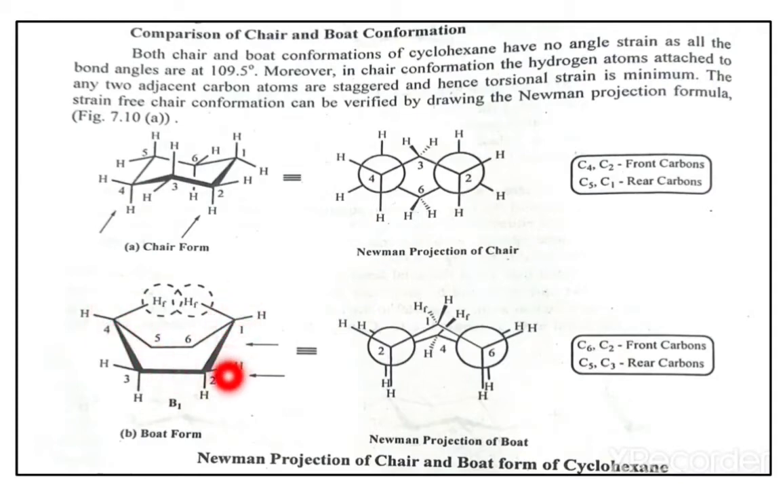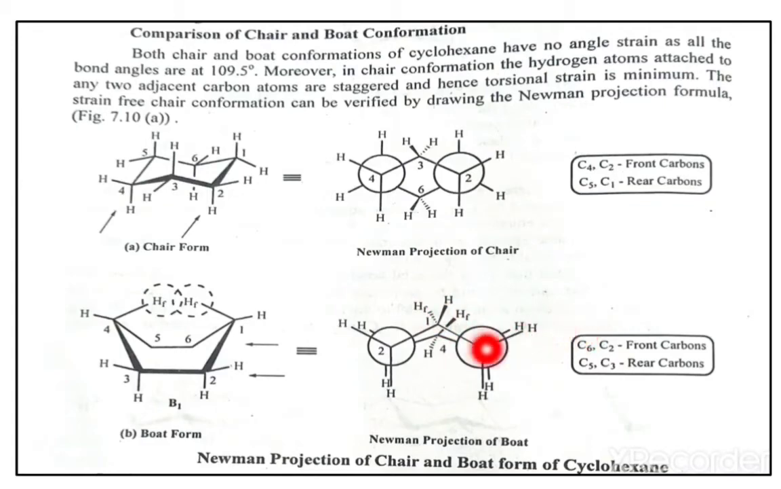In the boat form, the numbering starts from 1, 2, 3, 4, 5, 6, and here HF means the flagpole hydrogen. Again we draw the Newman projection of this boat form. Here again first draw a circle, now then this is Y form, again this circle and this Y form. Now joining this number here, this is number 1, then 2, 3 is the back side 3, 4, again 5 back side, 5, 6. And here this is a flagpole hydrogen.